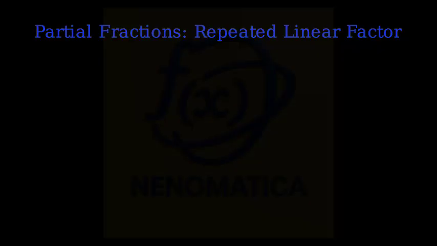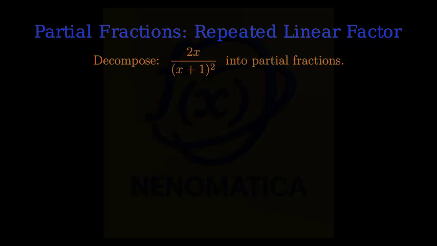In this video, we will decompose a rational function into partial fractions when a linear factor is repeated. Decompose the fraction 2x divided by the quantity x plus 1 squared into partial fractions. Because x plus 1 is a linear factor that repeats, we assume a decomposition of the form a over x plus 1 plus b over the quantity x plus 1 squared.